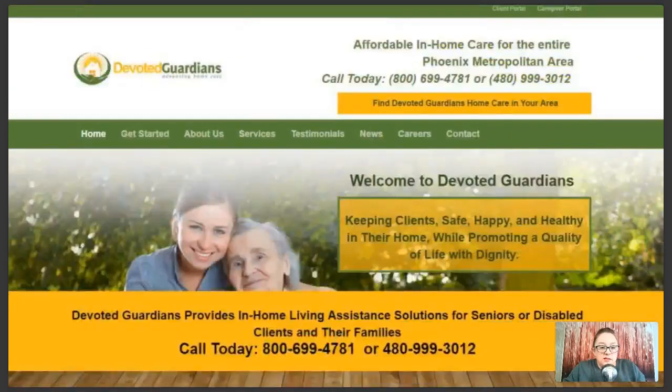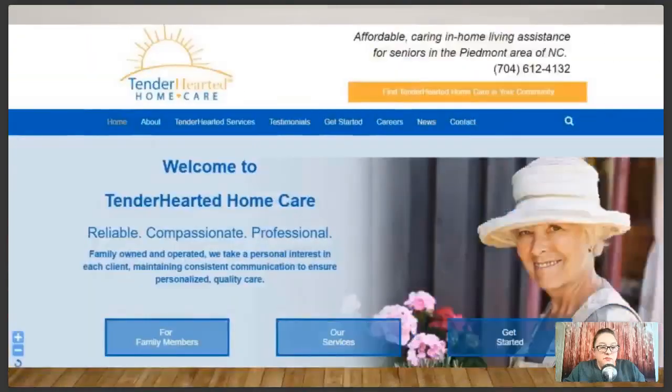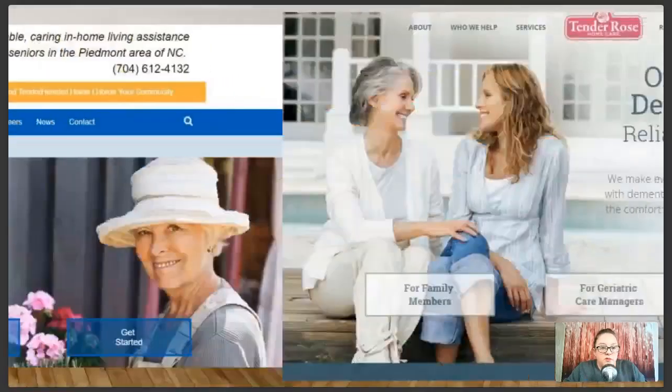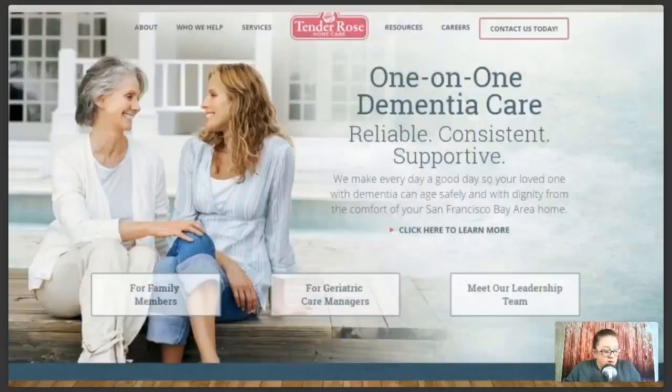This is Devoted Guardians. They have a very simple, very contrasting color type of website. These are their colors, so they wanted to kind of stick with them. Again, you can't miss it. There's no way you can not know how to get a hold of these folks. Tender-Hearted Homecare, another one of our favorites. I love this site. I love the pretty blues in it. Get started, our services for family members, phone number, find Tender-Hearted Homecare in your community. Easy stuff.